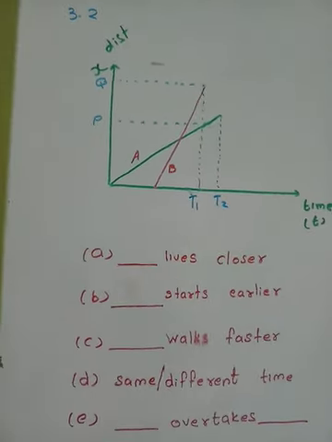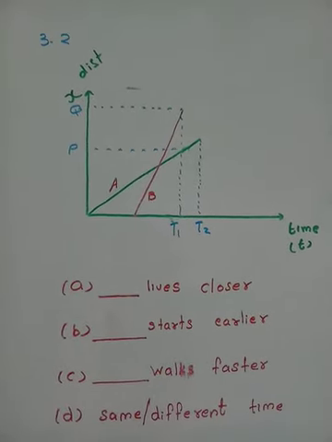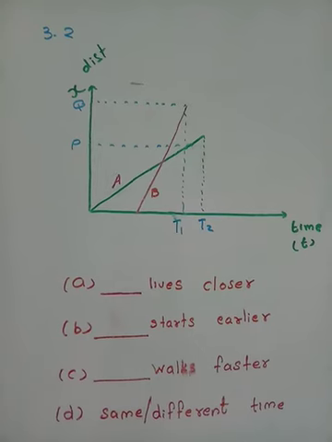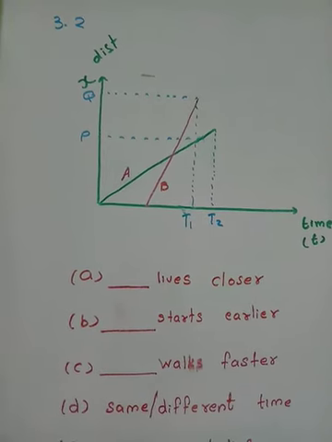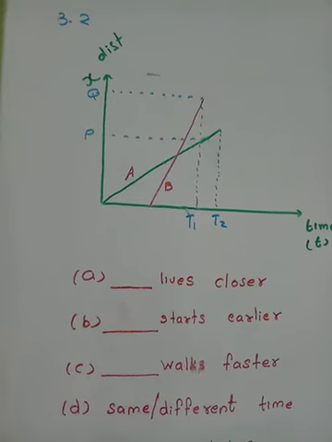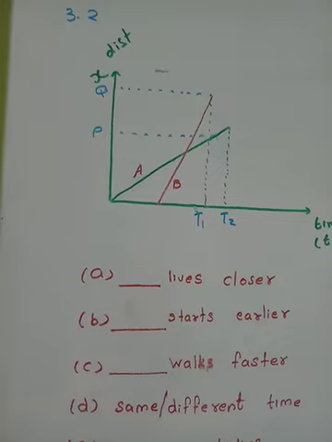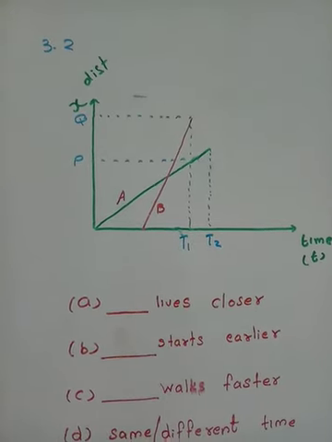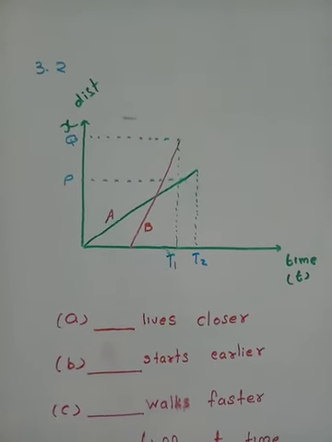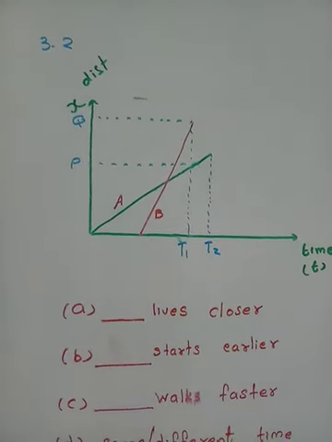Now, who walks faster? This is a distance time graph, and the slope of a distance time graph will tell you who is walking faster. Compare the slopes of graph A and graph B. Which graph is more slopy? It is graph B which is more slopy. You can see from it. There is no need of any calculation to calculate the speed. But graph B is more slopy.